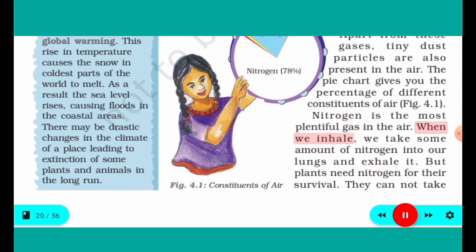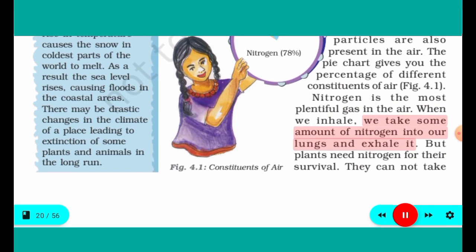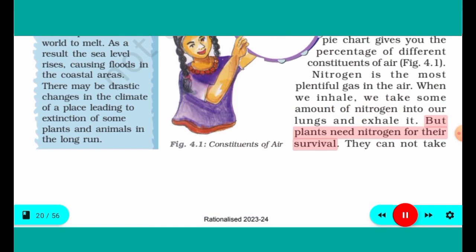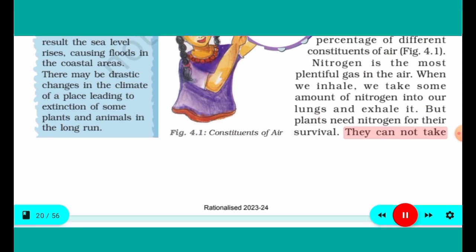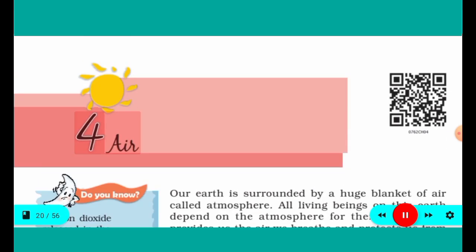When we inhale, we take some amount of nitrogen into our lungs and exhale it. But plants need nitrogen for their survival. They cannot take it directly from the air.